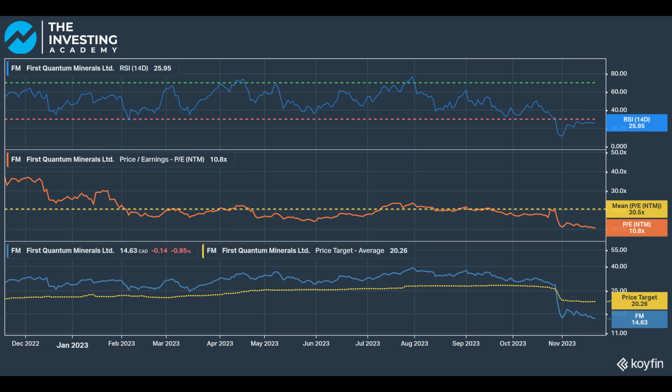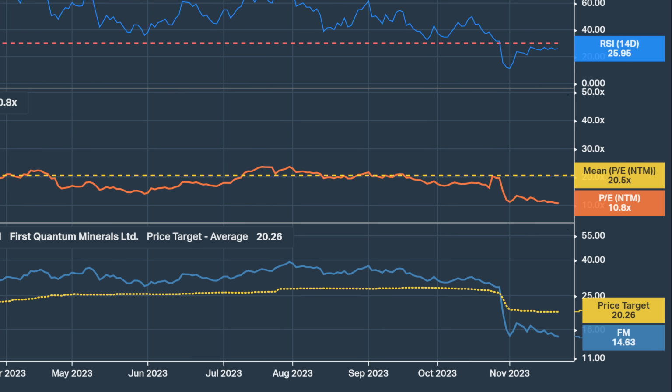When I go into the detail chart, this is where I can zoom over to the right side here. I can see the RSI is currently 25.95, so below that red line, possibly oversold. When I look at the forward price to earnings ratio, it's 10.8 currently. The mean is 20.5, so below that yellow line might indicate that it's offering some value. And finally, for First Quantum, the stock is trading at $14.63 today. Price target is 20.26, so that might indicate that there is some upside opportunity there.